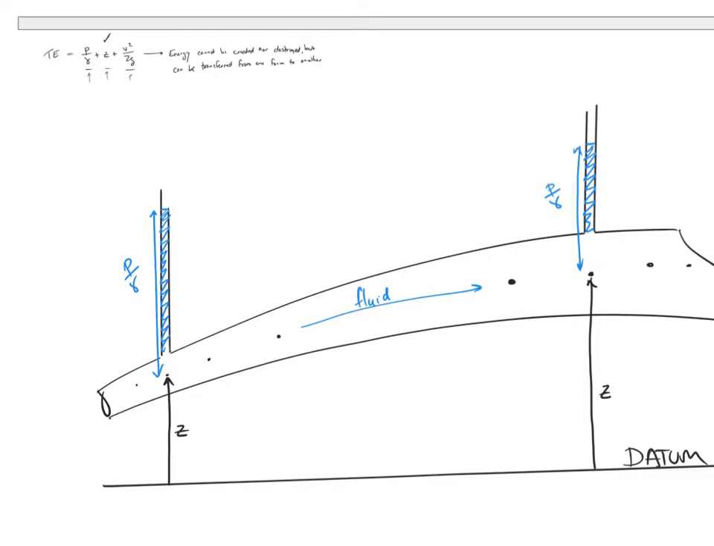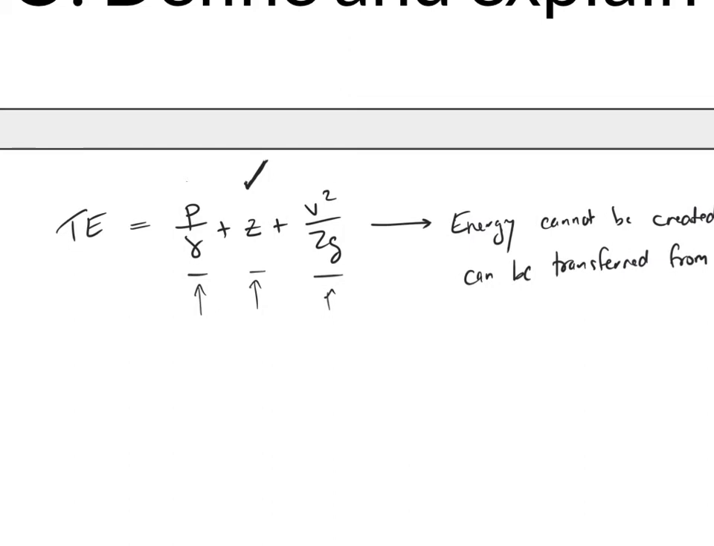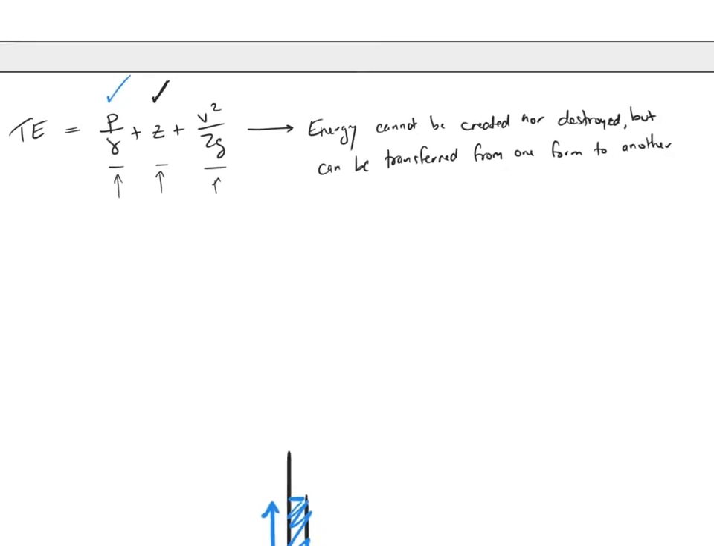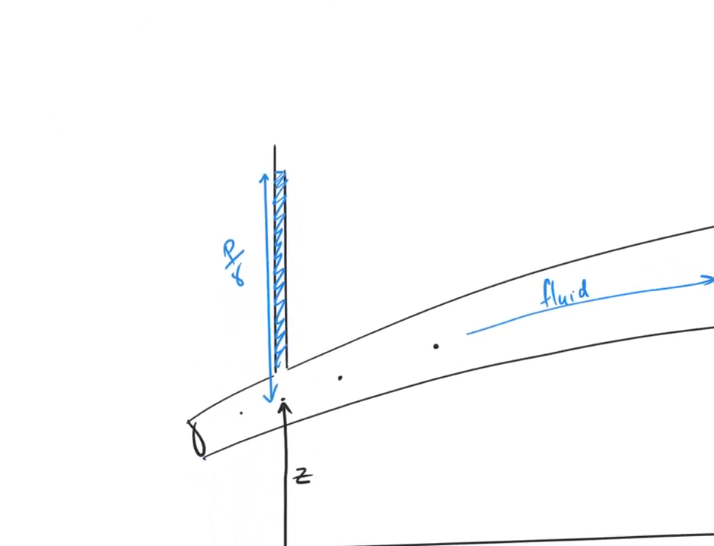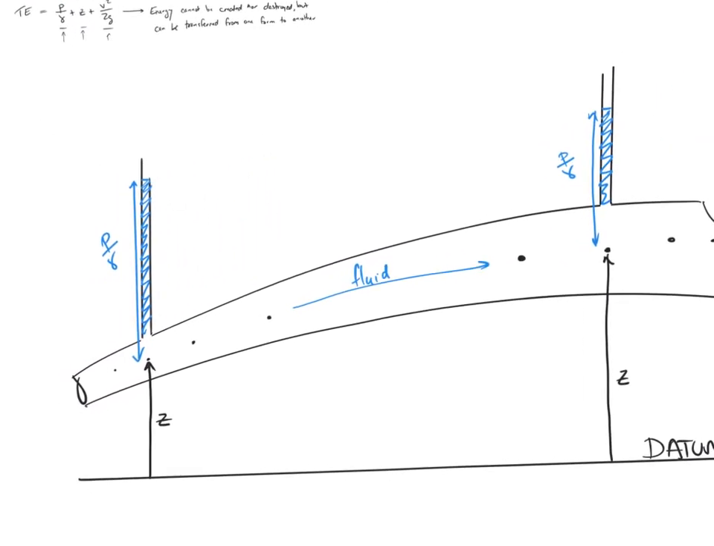So now if we zoom back in over here, we've got an idea of the P on gamma. Now what about the V squared on 2G? How would we get that? You've probably forgotten this, because most of my students do, because we don't talk about it very much. We talk about it and then we move on. Well, there is another type of pipe. We can also put in a pitot tube if we wanted.